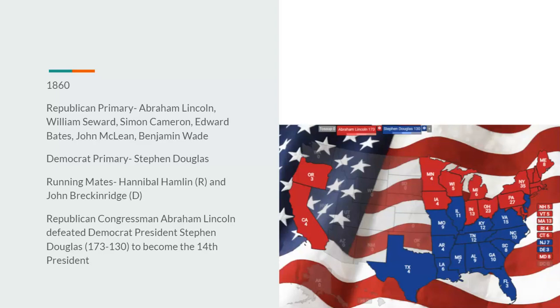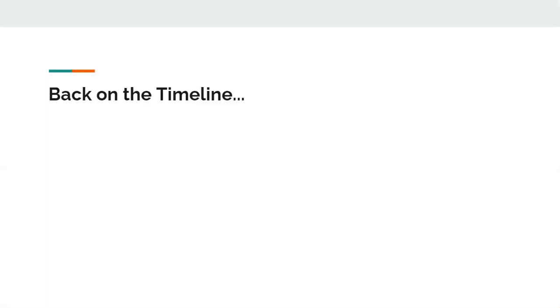1860, Republicans would nominate Abraham Lincoln. We'd pretty much see a rematch from the Senate race between these two, but this time at the presidential level, and Lincoln would beat Douglas to become the 14th president. And the Civil War would start, and this is where we get back on our timeline. This is the farthest I could go without making it unrealistic, our timeline would go back to normal.